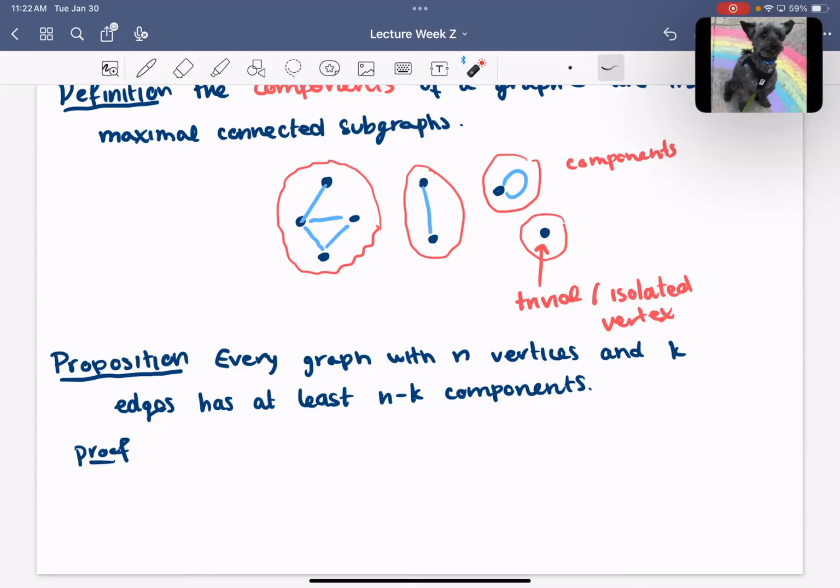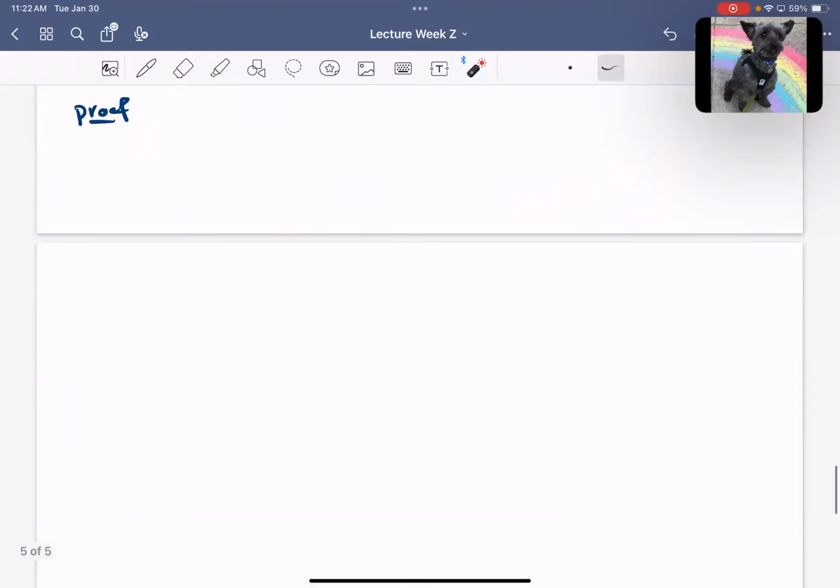Okay, so that's the effect of adding an edge, but deleting or adding a vertex could do something more dramatic to the graph. So let's look at what happens when we delete vertices. I'll make a definition.